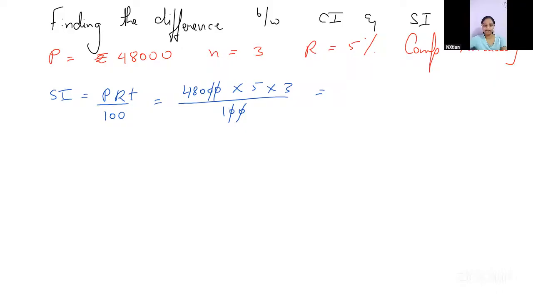Ma'am, if it says compounded annually, do we ignore that? So if it says compounded half yearly, we ignore that when we are calculating the simple interest, right, ma'am? Yes, Abraham. When we have half-yearly or quarterly, we ignore that when calculating simple interest. We take the rate and time as they are. Okay.